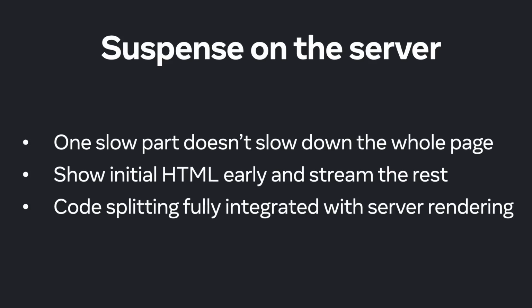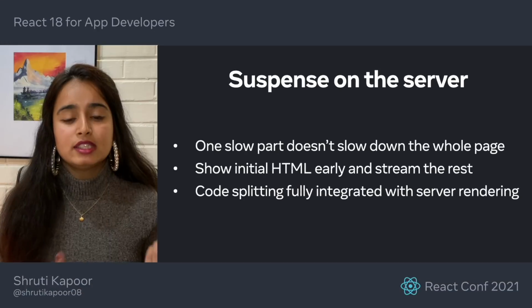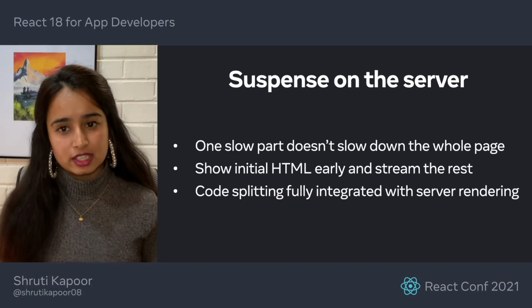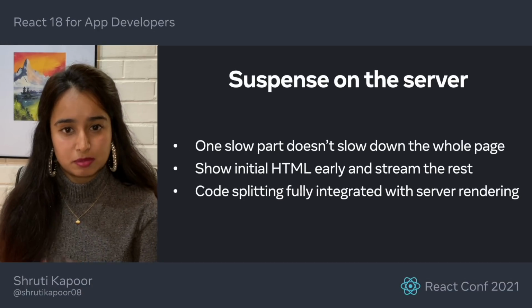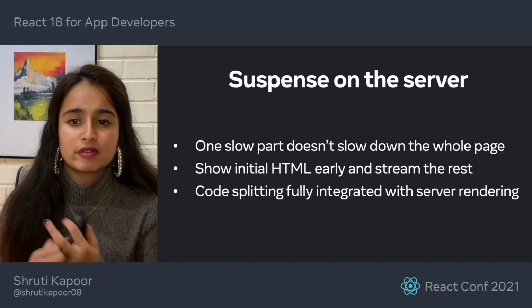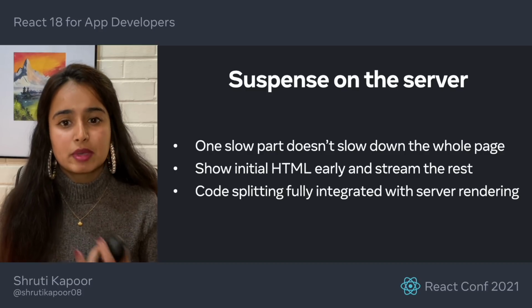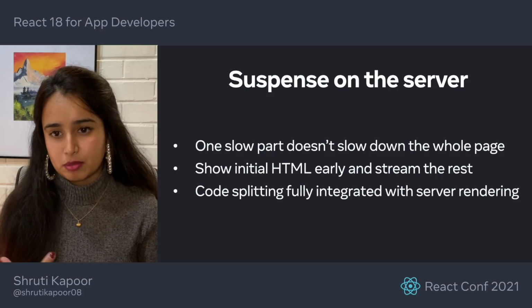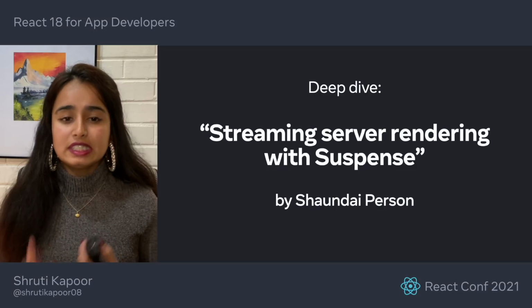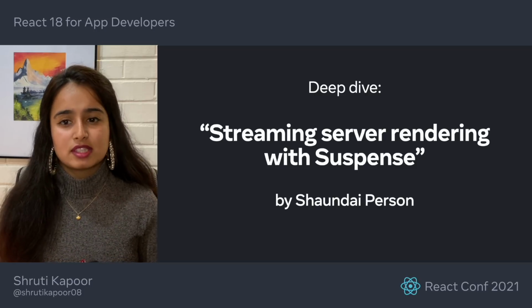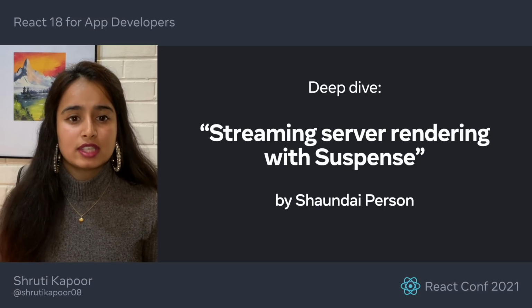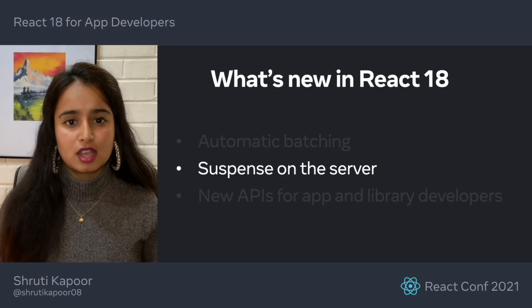Now, with Suspense on the server, React 18 further improves the user experience by letting you show critical content first and have the rest of your HTML stream pop in as it becomes available. In React 18, server rendering is also fully integrated with another optimization called code splitting. Previously, it was hard to make server rendering work well with code splitting, but in React 18, they work well out of the box. For a deeper dive into server rendering with Suspense in React 18, watch one of the next talks by Shonday Person.